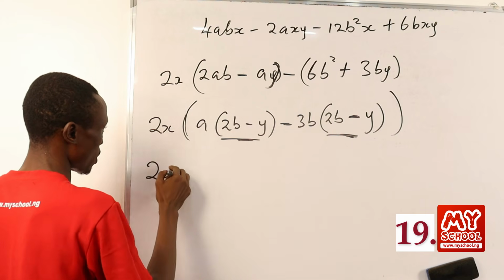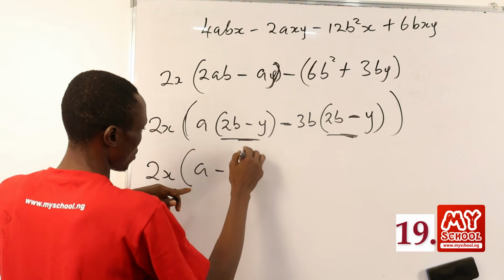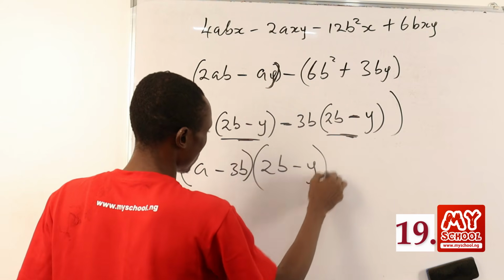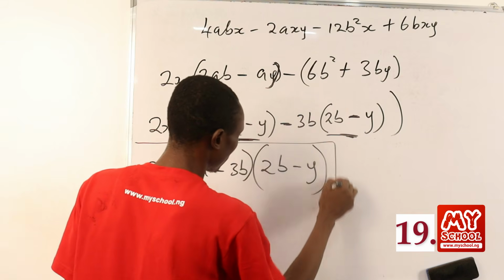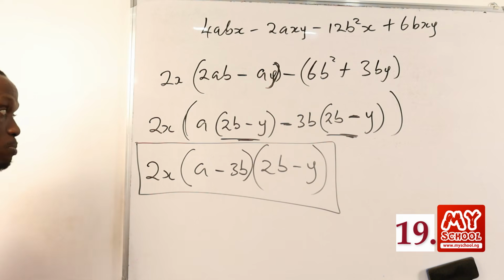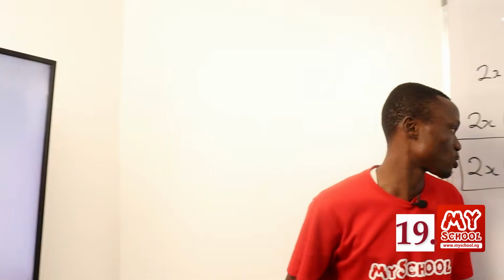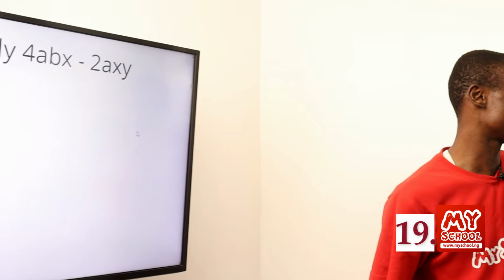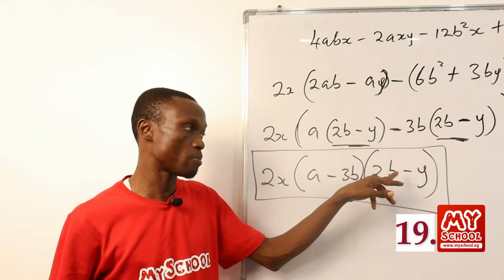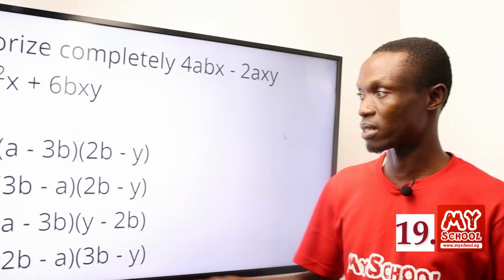So we'll be having 2x, then bracket open, a minus 3b, in one bracket, and another bracket, 2b minus y, okay? So this becomes the algebraic expression when it is completely factorized. So let's move over to the screen to pick the correct option for this question. Remember, we have 2x, then bracket open, a minus 3b, then another bracket, 2b minus y. And that is option A.